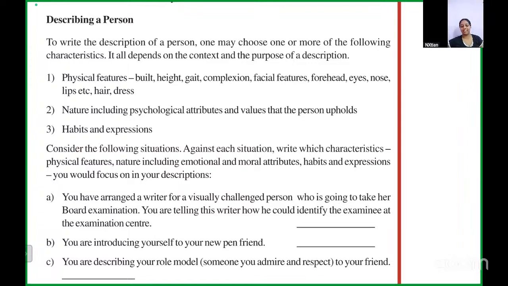Then there are habits and expressions through which we can describe a person. You can use any habit, any expression. She was as cunning as a fox. Like describing, but an expression. Now, consider the following situations. Against each situation, write which characteristics, physical features, nature, including emotional and moral attributes, habits, and expressions, you would focus on in your description.